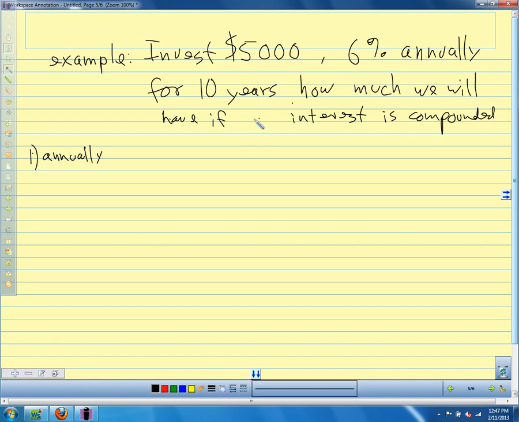Okay, I'll just say if the interest, for our first example, we want to compound annually. So my amount is, what are we plugging into our formula? What's our principal? 5,000.